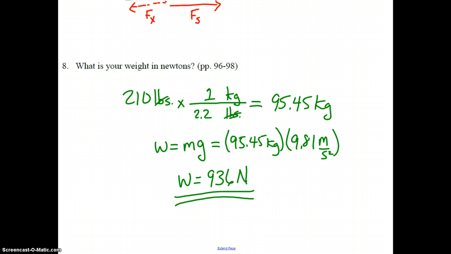Alrighty, that'll do it for this set of problems. You'll complete problems 9 and 10 in class tomorrow.